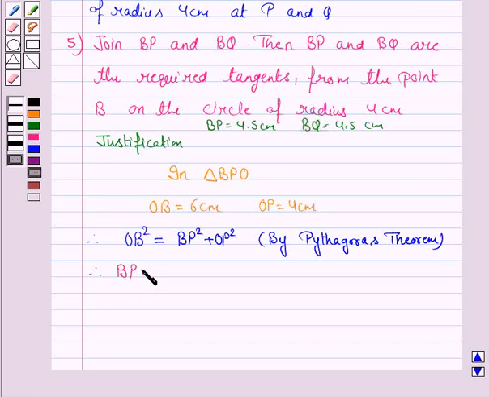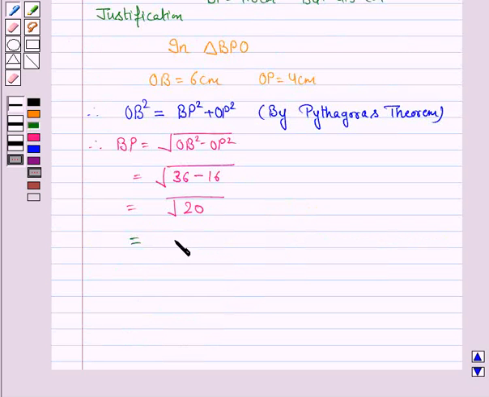Therefore, BP square would be equal to OB square minus OP square. Now, OB is 6 centimeters, so OB square would be 36 and OP square would be 16. That is equal to root 20, which is further equal to 4.47 centimeter approximately. That is approximately equal to 4.5 centimeter. Similarly, BQ is also 4.5 centimeter.